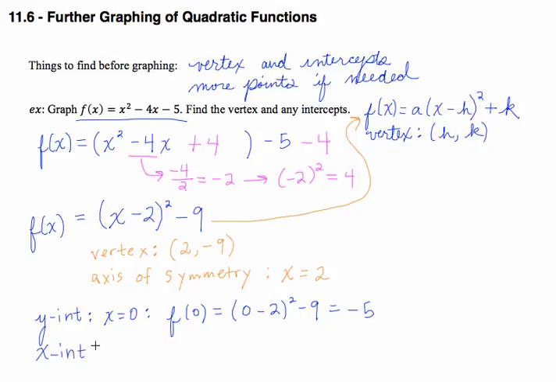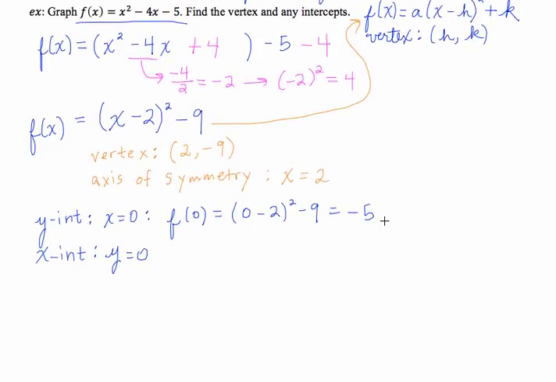And for the x-intercept, that occurs where y equals 0. Now you have two choices here. I'm going to do this one both ways. You could set y equal to 0 in the original version of the function. So you could say 0 equals x squared minus 4x minus 5 and solve that. Or you could set 0 equal to f of x in this other version of it. And of course we'll get the same answer either way.